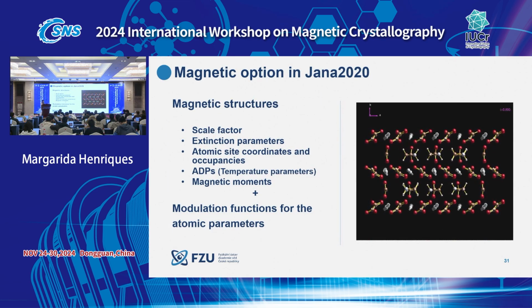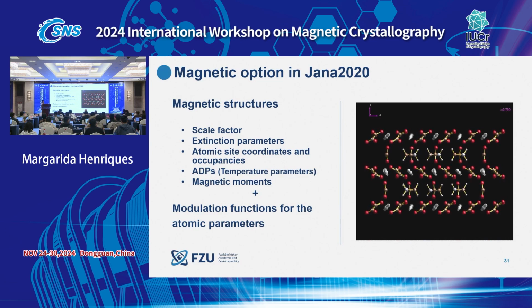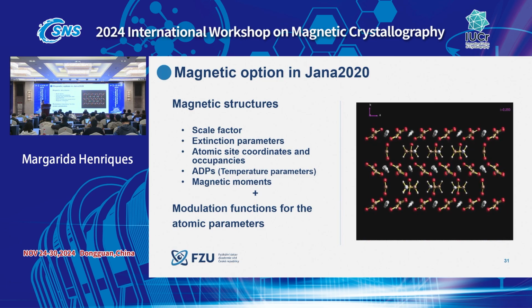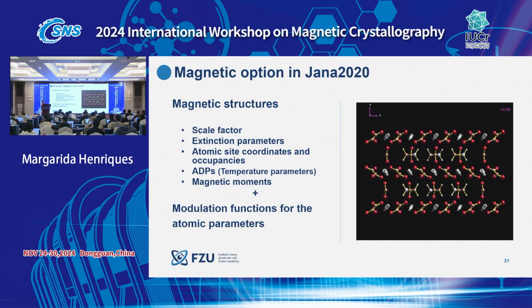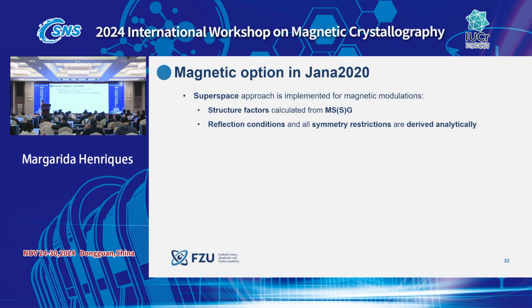So to refine magnetic structures, of course, Jana refines all the usual structure parameters: the scale, extinction, ADPs, the magnetic moments for the allowed components, and also for the magnetic modulated ones, commensurate, incommensurate. Also, Jana can perform a combined refinement of magnetic moments for the case when the crystal structure is already modulated. So again, the reflection conditions for the magnetic moments are derived automatically in Jana from the magnetic symmetry operators and the position of the magnetic atom in the unit cell.